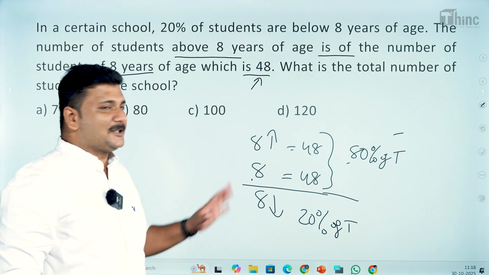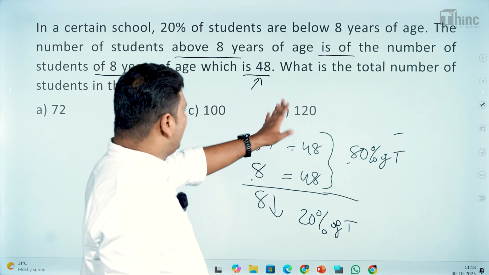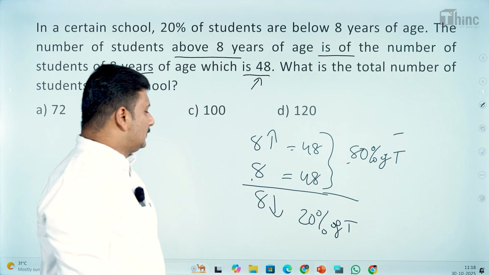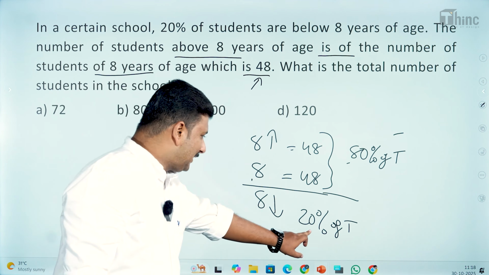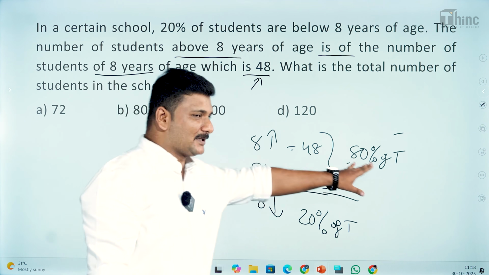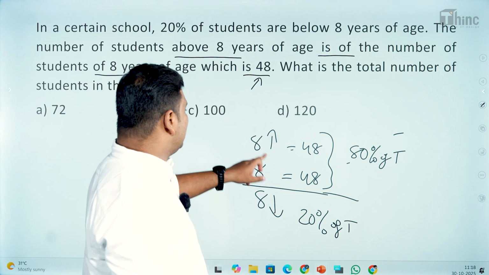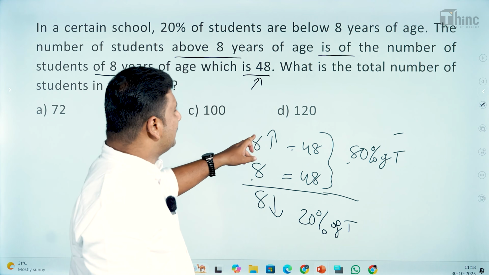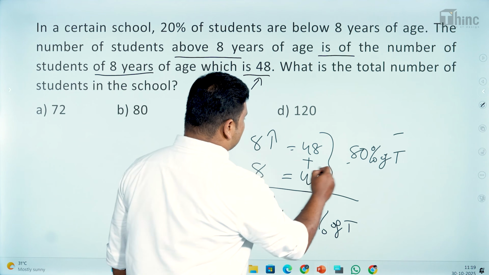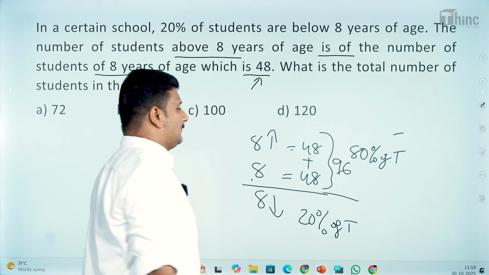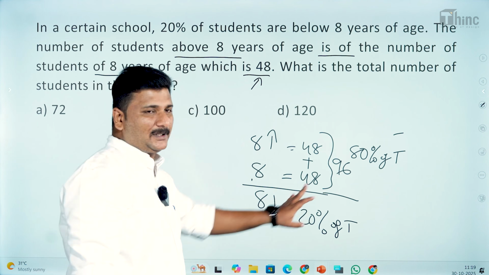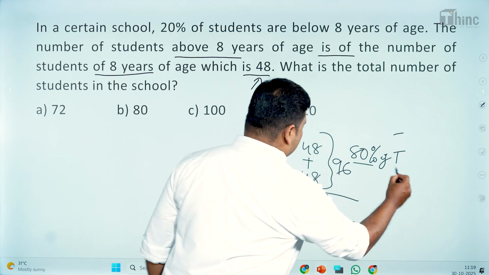So this much is the information which is given in the question. And what is the final question? What is the total number of students in the school? So below 8 years of age is 20% of the total. So the remaining, at the age of 8 and above 8 together, is 80% of the total. And the second sentence says that above 8 and at the age of 8 are the same, and each of them is equal to 48. So at the age of 8 plus above 8 together it is 96, right? 48 plus 48, 96. And that is 80% of the total.